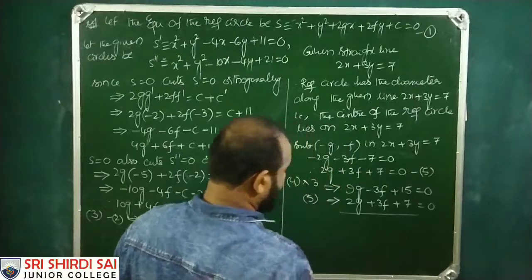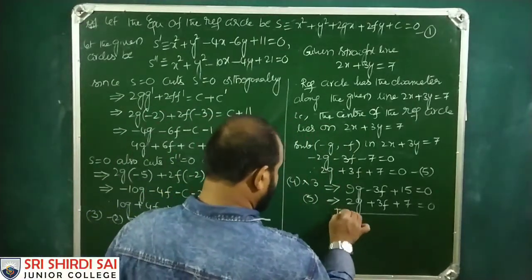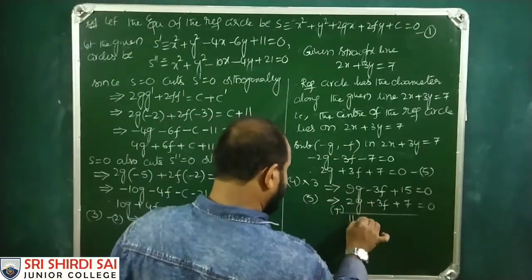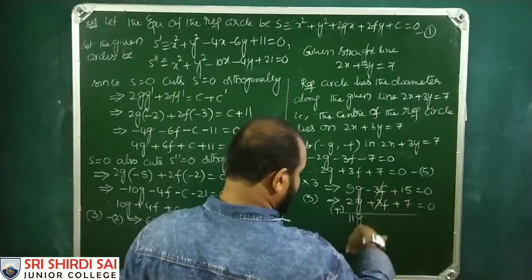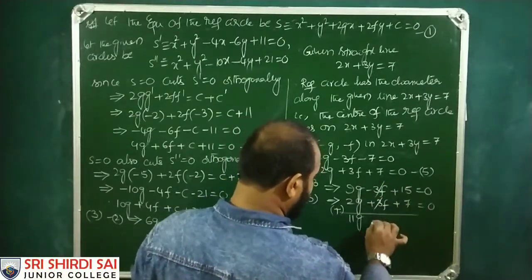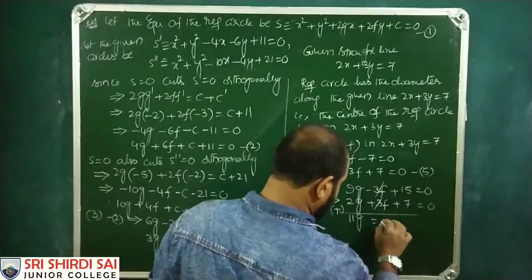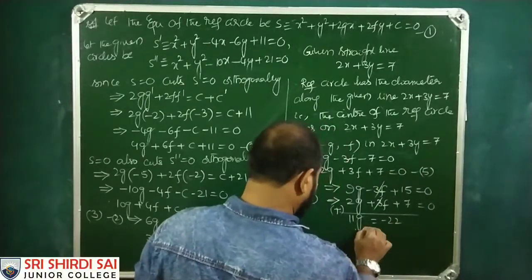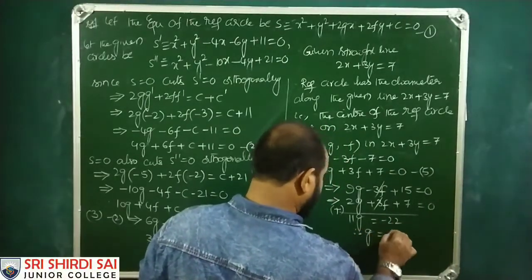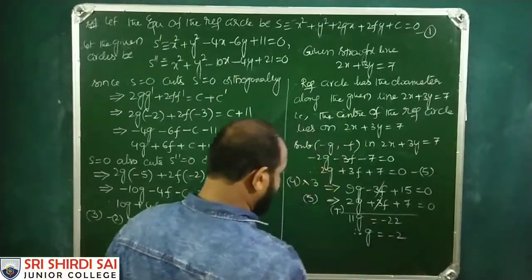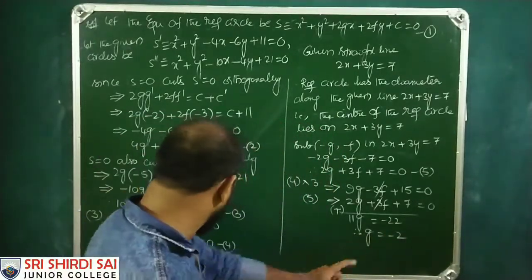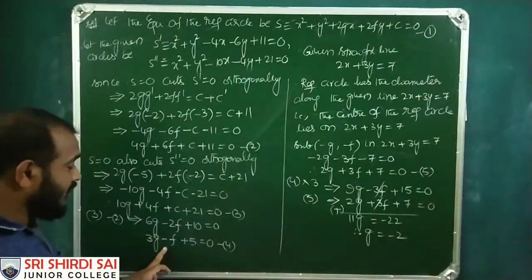So I will add up these two. 9 plus 2 is 11G, 3F gets cancelled, 15 plus 7 is 22. If I take that side, minus 22. Therefore G value is equal to minus 2. Substituting the G value I have, I substitute this to get F.